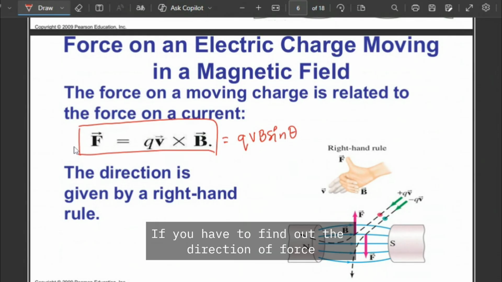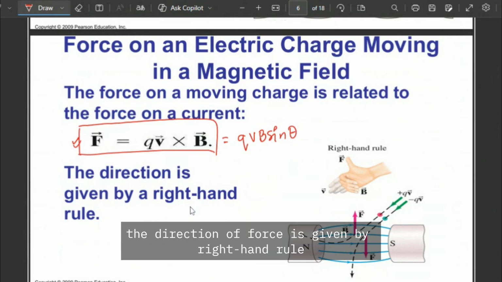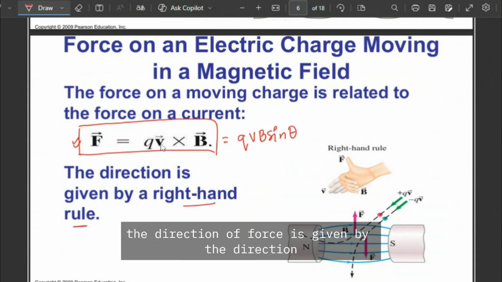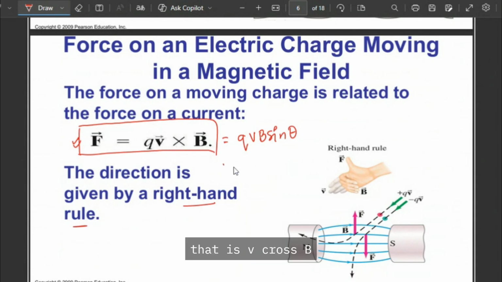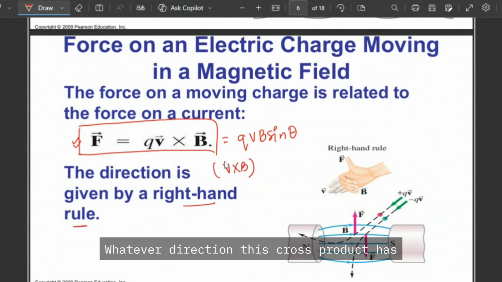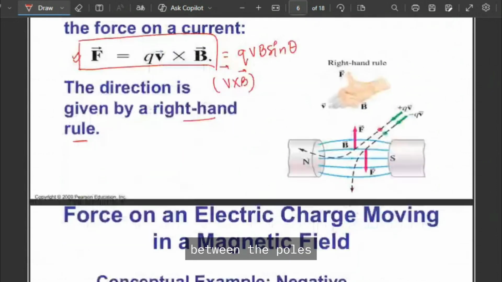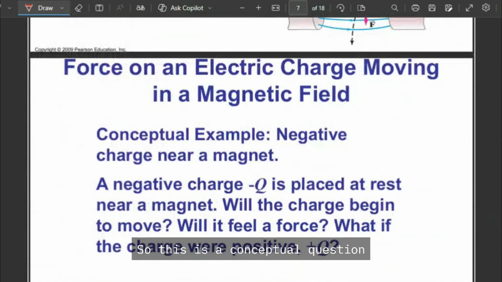If you have to find out the direction of force, it is given by the right hand rule. The direction of force is given by the direction of the cross product, that is V cross B. Whatever direction this cross product has, that is the direction of the magnetic force. So this is a conceptual question.